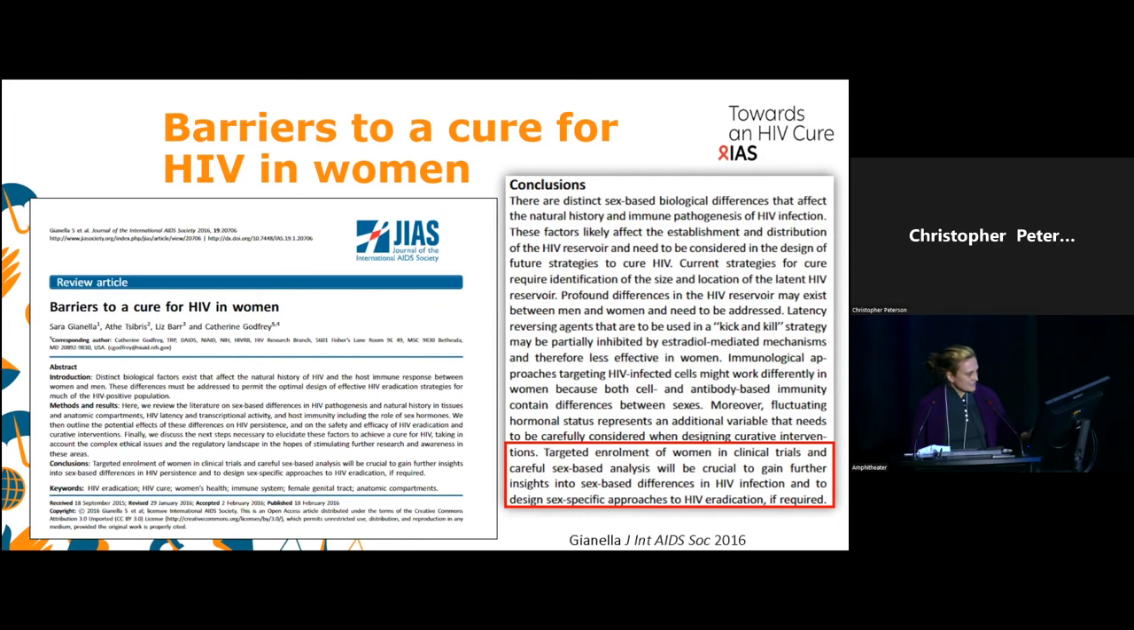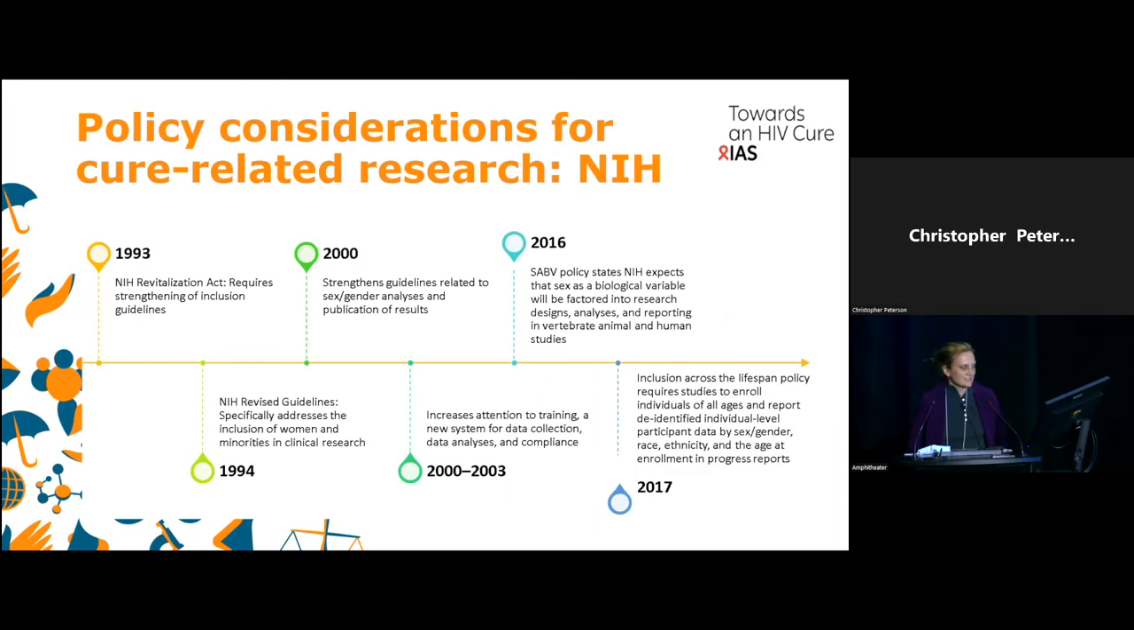And so in this context, there are a number of policy considerations to consider for cure-related research. As the overwhelming majority of cure studies are happening in the United States, I start with the NIH. There's a long history of NIH policies related to inclusion as far back as 1993, which is commonly referred to as the inclusion policy, but perhaps more relevant for cure-related research, which tends to be in early phase and animal studies, the 2016 Sex as a Biological Variable policy outlines the NIH expectation that sex as a biological variable will be factored into research design, analysis, and reporting in all studies involving vertebrate animals and humans.